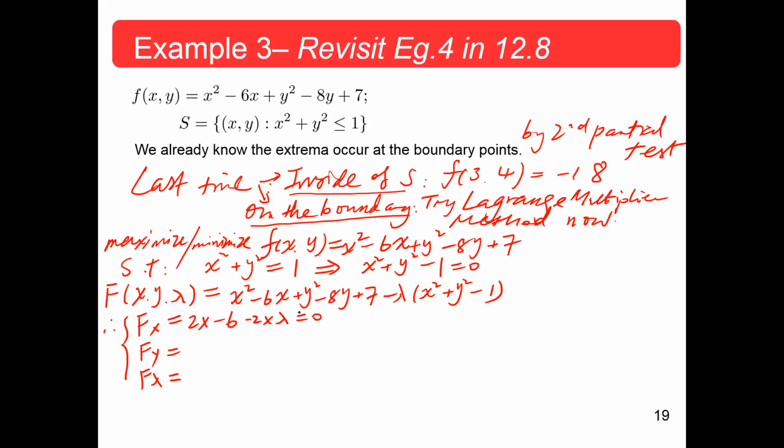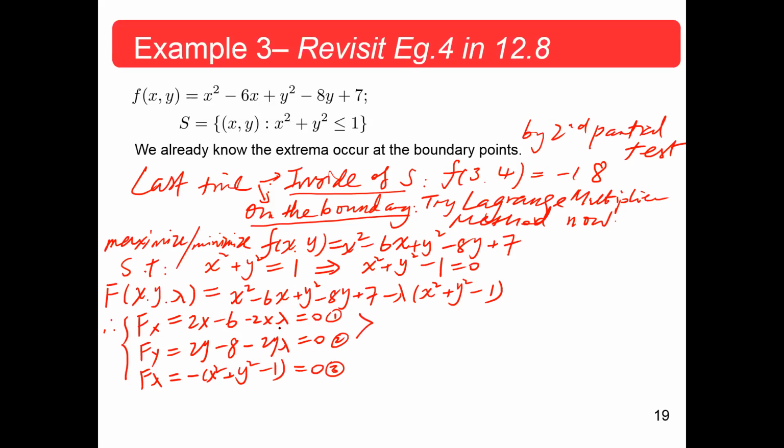Partial y would be 2y minus 8 minus 2y lambda equals 0. Partial lambda would just be negative of x squared plus y squared minus 1, equal to 0. This is equation 1, equation 2, and equation 3. Good so far? All right, so we're going to first focus on equations 1 and 2 again.